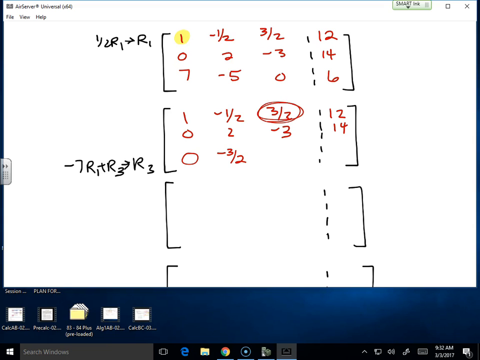-7 times 3/2 would be -21/2. -21/2 plus 0 would just be -21/2. Negative 7 times 12 is negative 84. Negative 84 plus 6 would be negative 78. Those of you that are ahead, pause, rewind, double check. Do you have a step that matches mine? I'm going slowly and carefully.